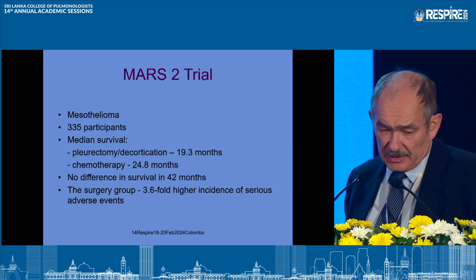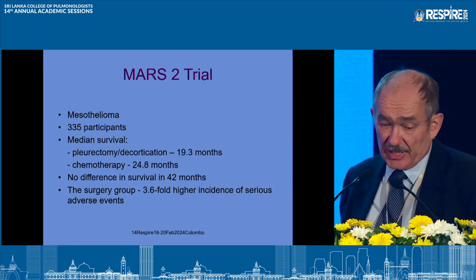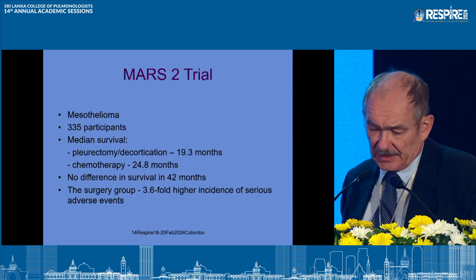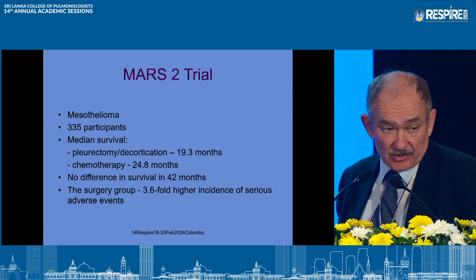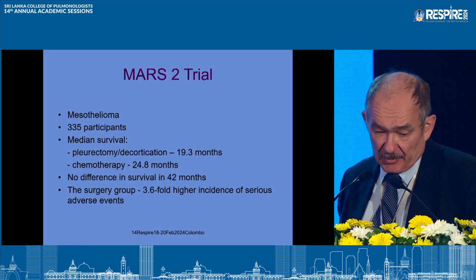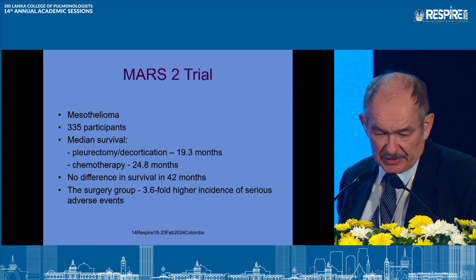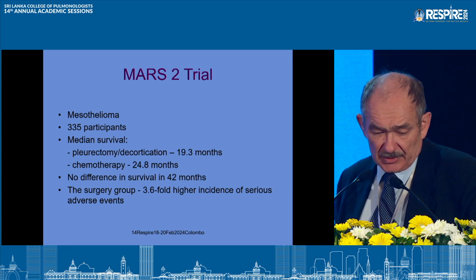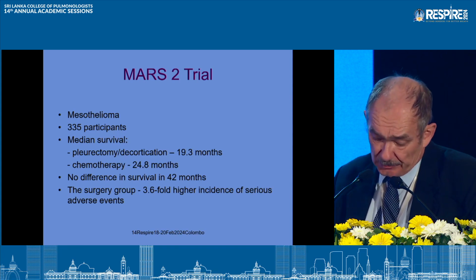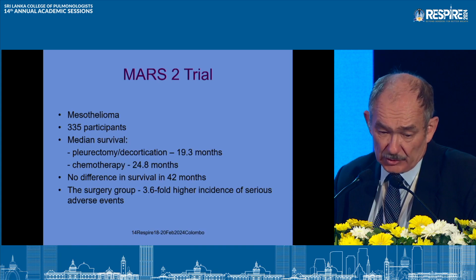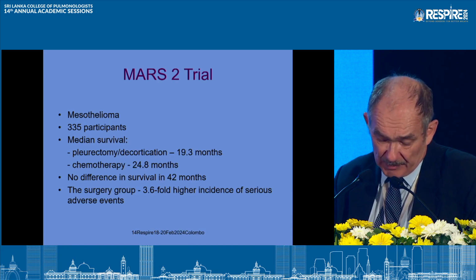Now I want to tell you briefly about the results of the MARS trial in the United Kingdom. It was investigating the efficacy of pleurectomy decortication against chemotherapy only in people with mesothelioma. And the results are very surprising. We found no difference in survival at 42 months, and we found that patients after the surgical procedure live not as well as after chemotherapy alone. So now we have more or less stopped doing these procedures for mesothelioma.